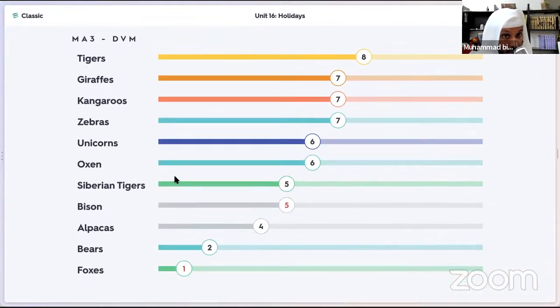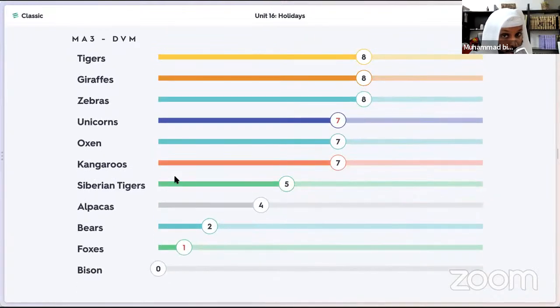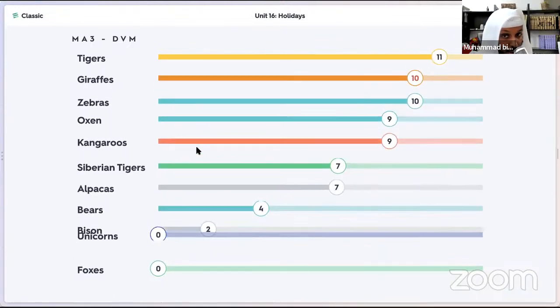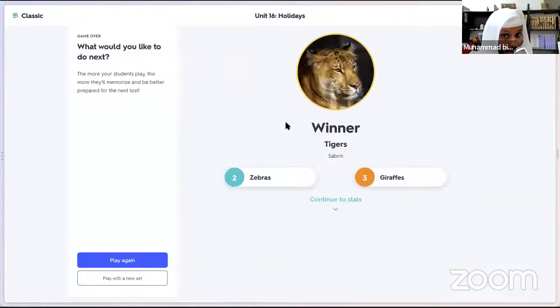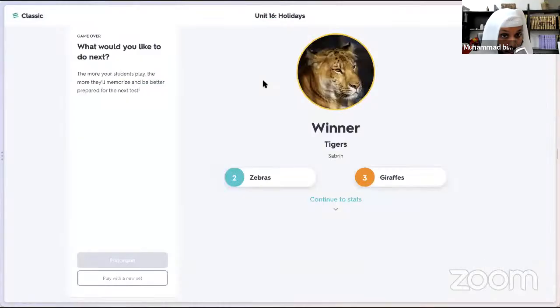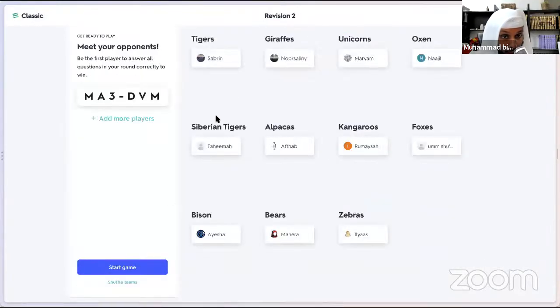Tigers still ahead. Giraffes is trying really hard to keep up, mashallah. So is Zebras. Giraffes make the mistake. Zebras going really quick. Okay. We're going to play with the revision 2 set, which is from last time. Okay? So this is basically from unit 9 to 16, I think. Or 12 to 16, one of the two. Okay? 3, 2, 1, ready, go.